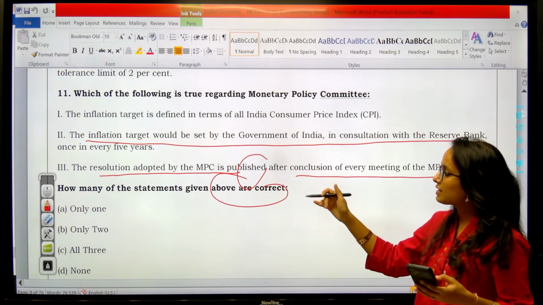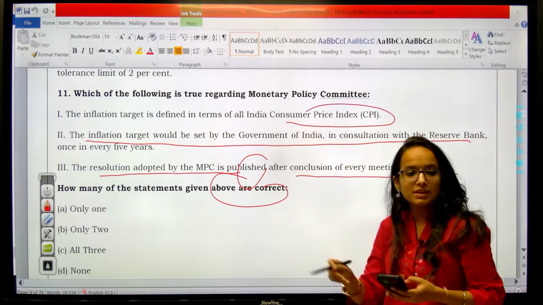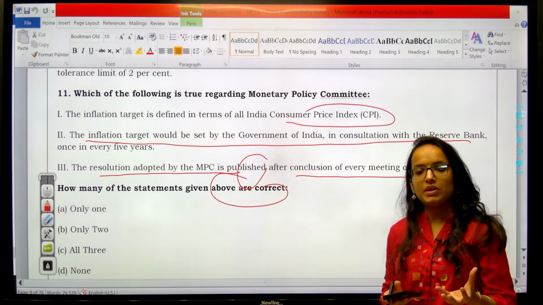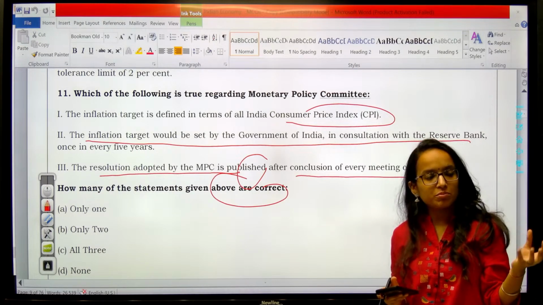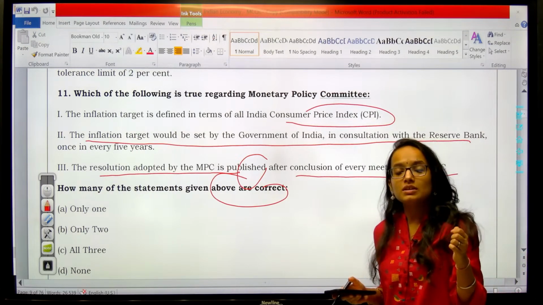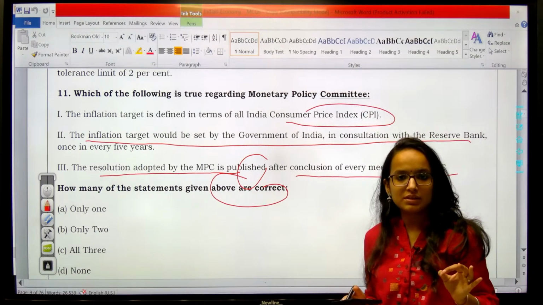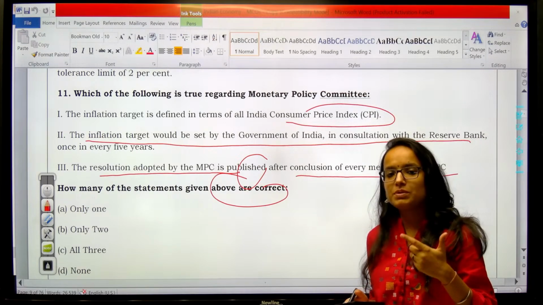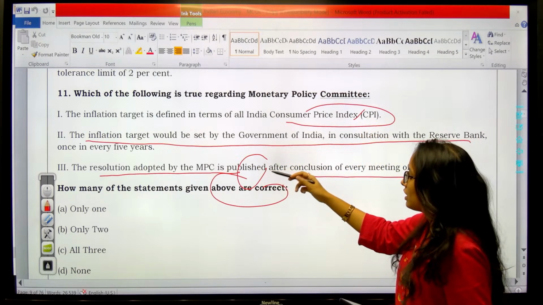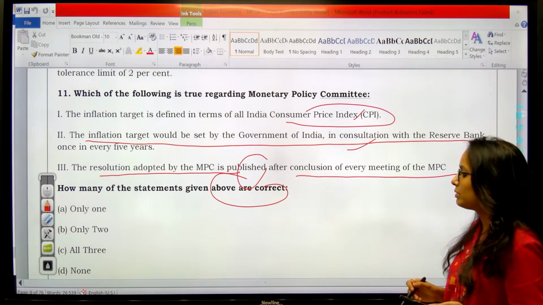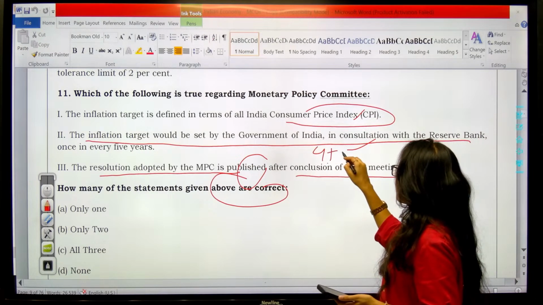All right, so let's see. First statement says, inflation target is defined in terms of All India Consumer Price Index. Yes, as I told you, the inflation which is in consideration by the Government of India, particularly by RBI, is specifically based upon your consumer price index and not upon your wholesale price index. So you should remember that CPI is the basis of this inflation targeting. So this is true. Then inflation target would be set by Government of India in consultation with the RBI. That is also true. Once in every 5 years. Yes, so presently your target is 4 plus minus 2%.